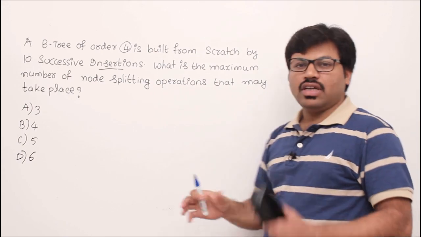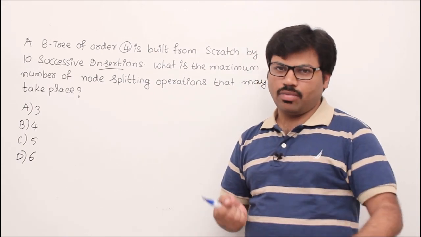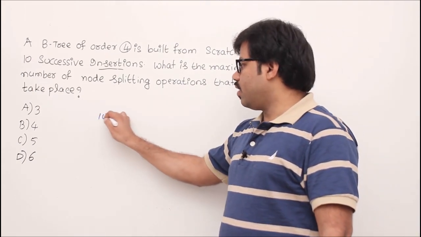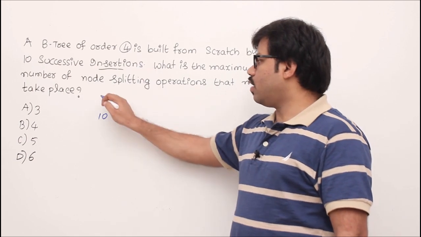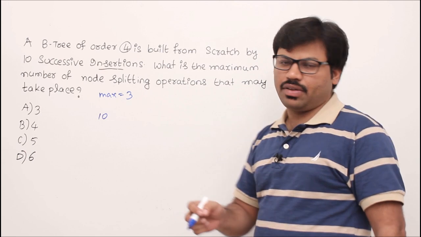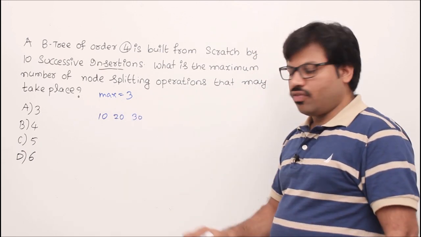So what we do is try to insert numbers in such a way that it always leads to the maximum number of splits. We'll try that. First of all, I start with 10. And one more thing, since it is order 4, the maximum keys a node can accommodate is only 4 minus 1, which is 3. So let's insert 10, then 20, then 30, now 40.